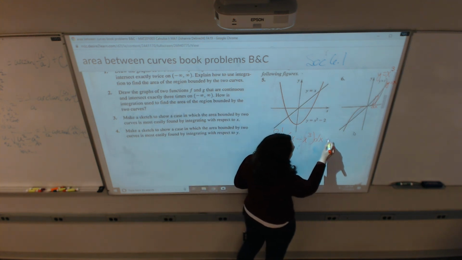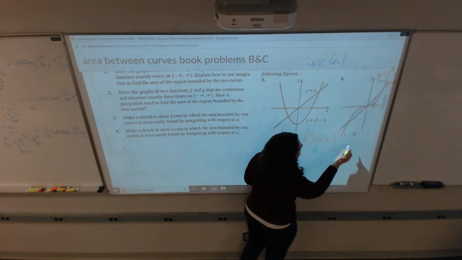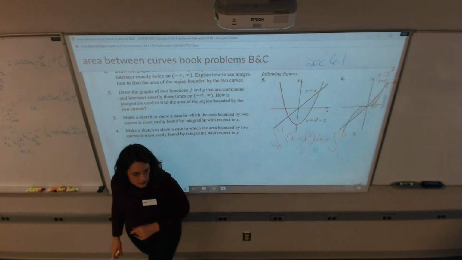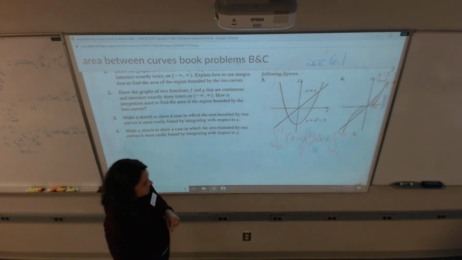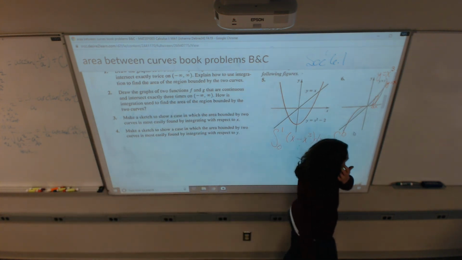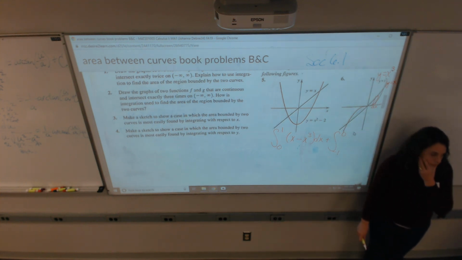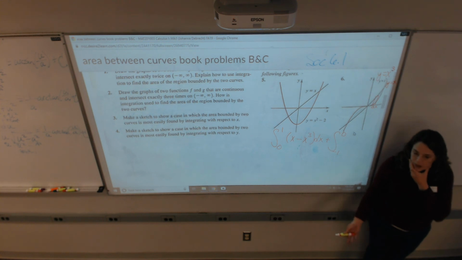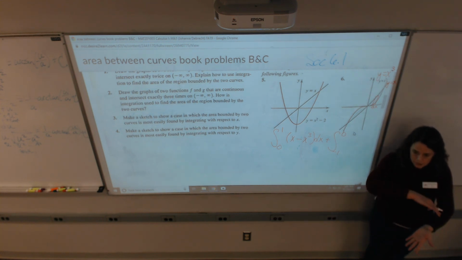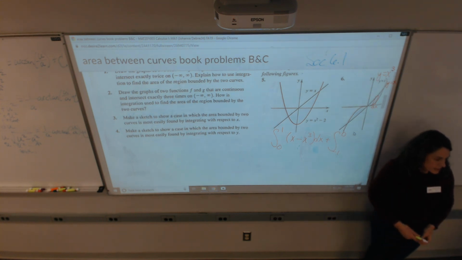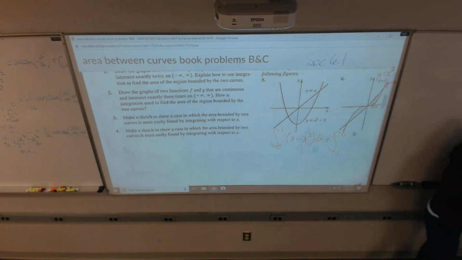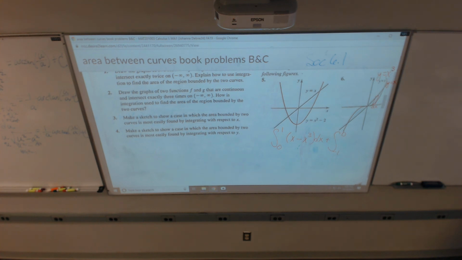What would the left half be? From -1 to 0, what would you do? The cubic minus the line. Yeah, so it's always the top minus the bottom. Or you could do bottom minus the top, but then remember you need to negate the signs. Okay? So I'm going to stop there.